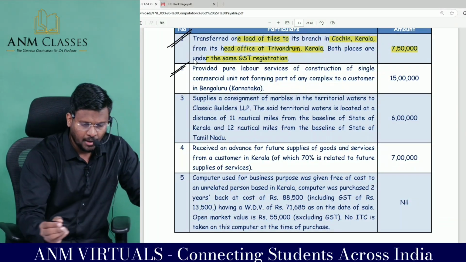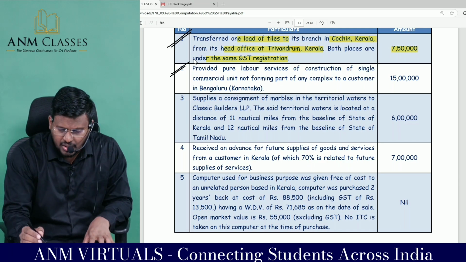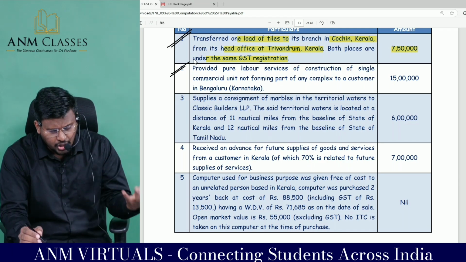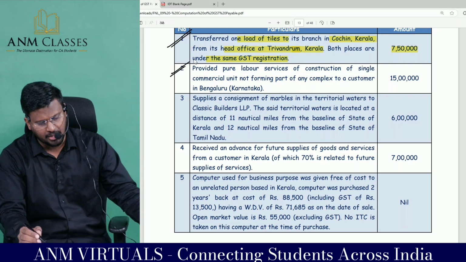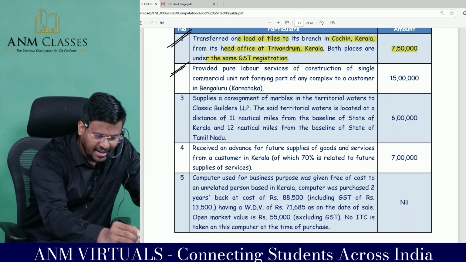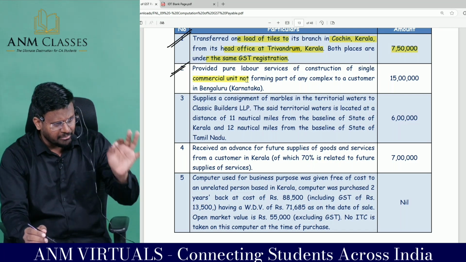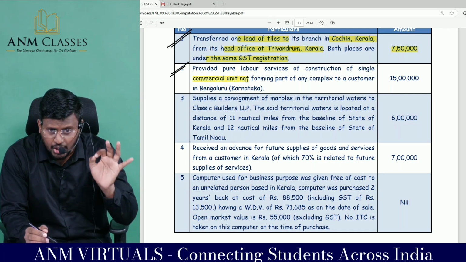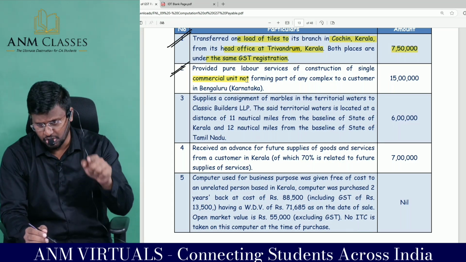Point number 2. Provided pure labor services of construction of single commercial unit not forming part of any complex to a customer in Bangalore, Karnataka. In between, they have added just one word, commercial unit. If the same line, if it is residential unit, it is exempt from GST. This we have studied in section 11, exemption.